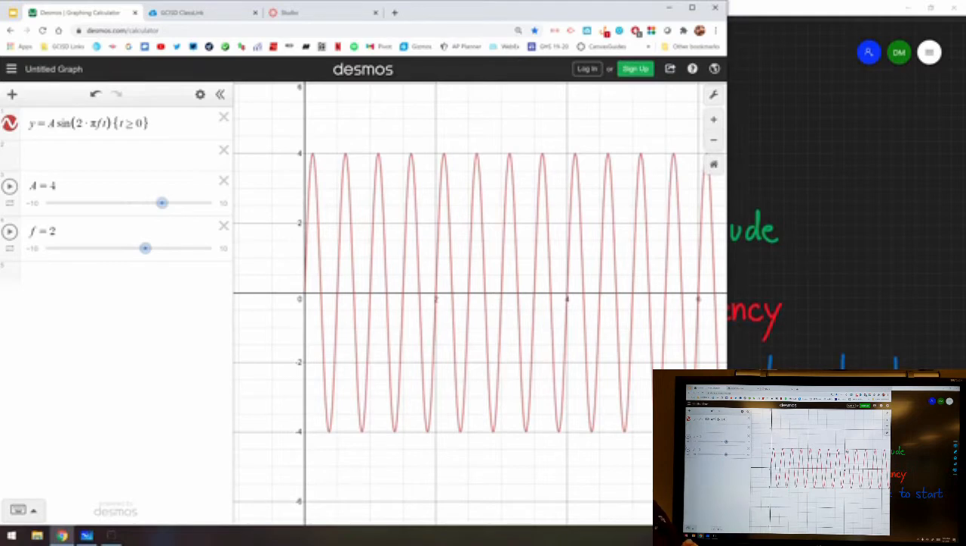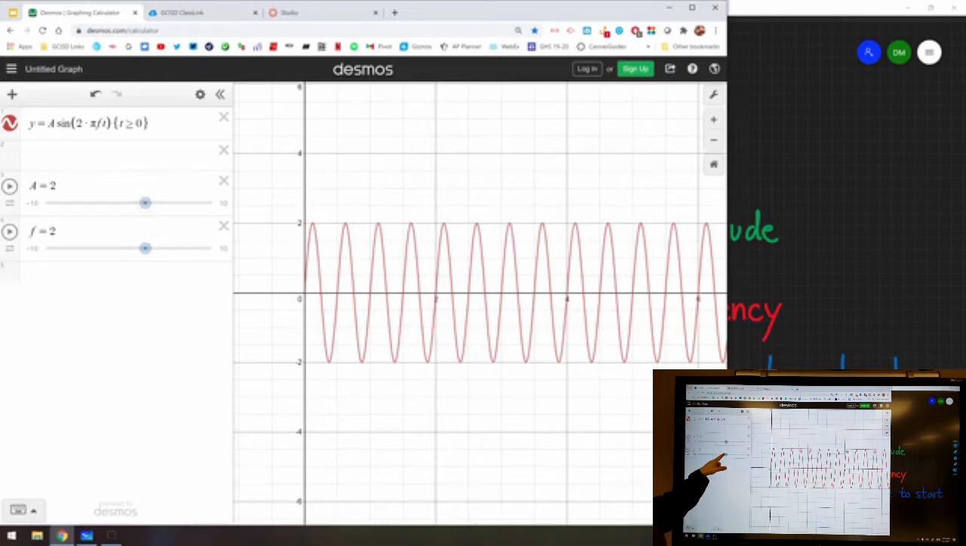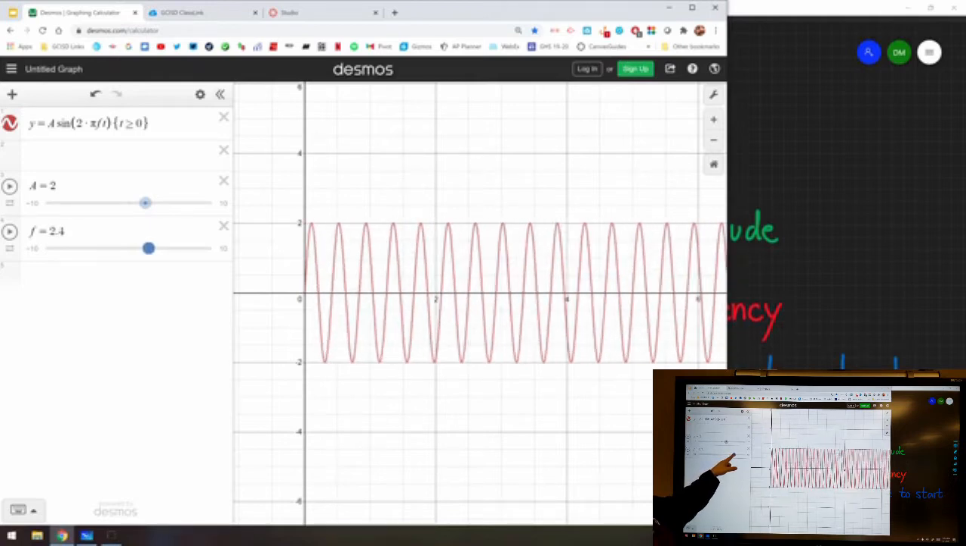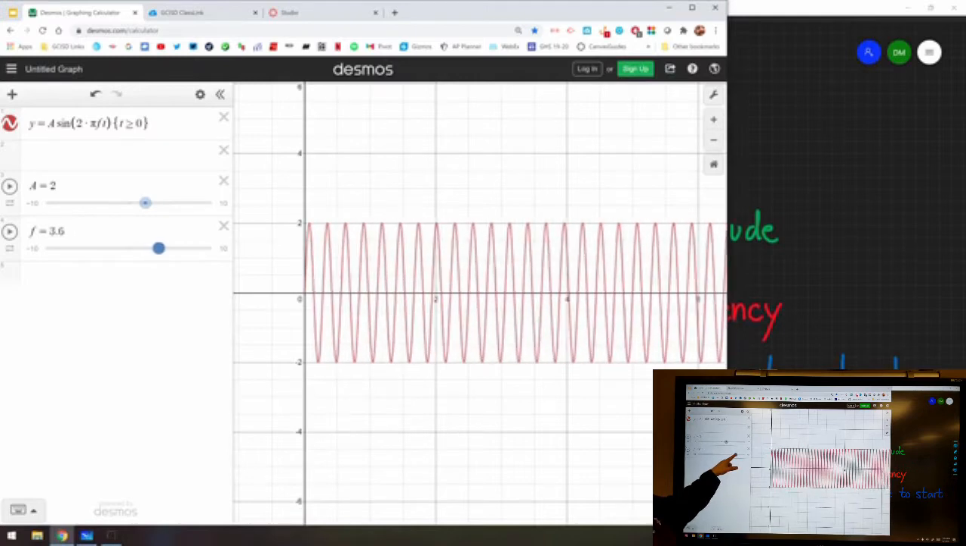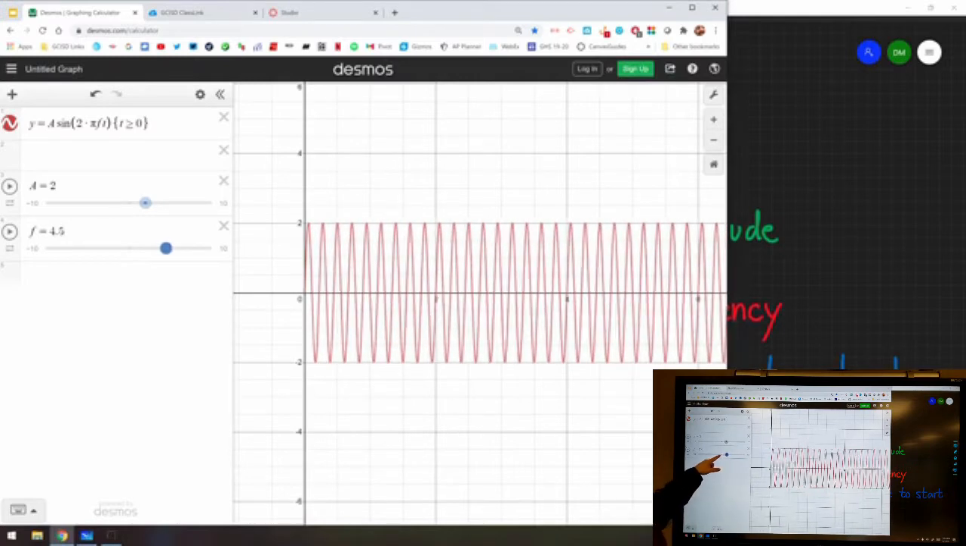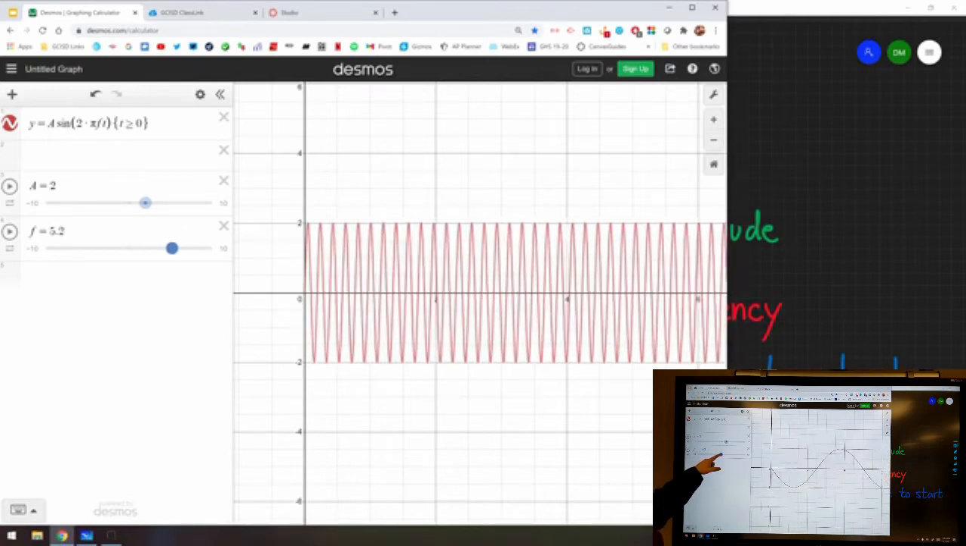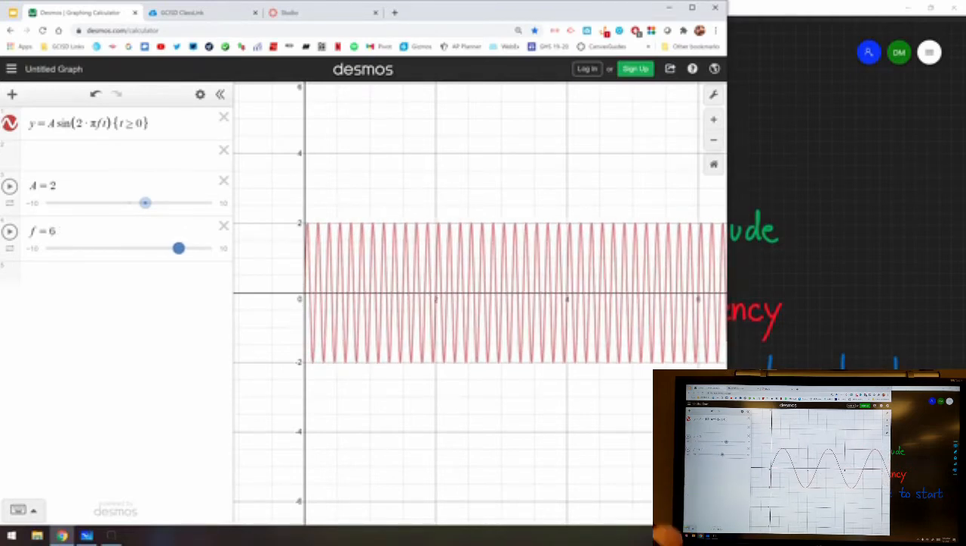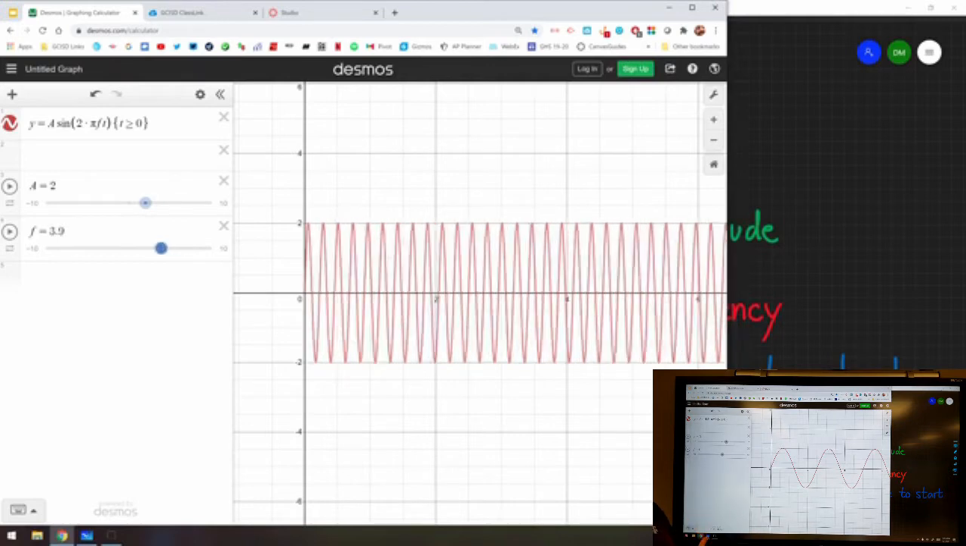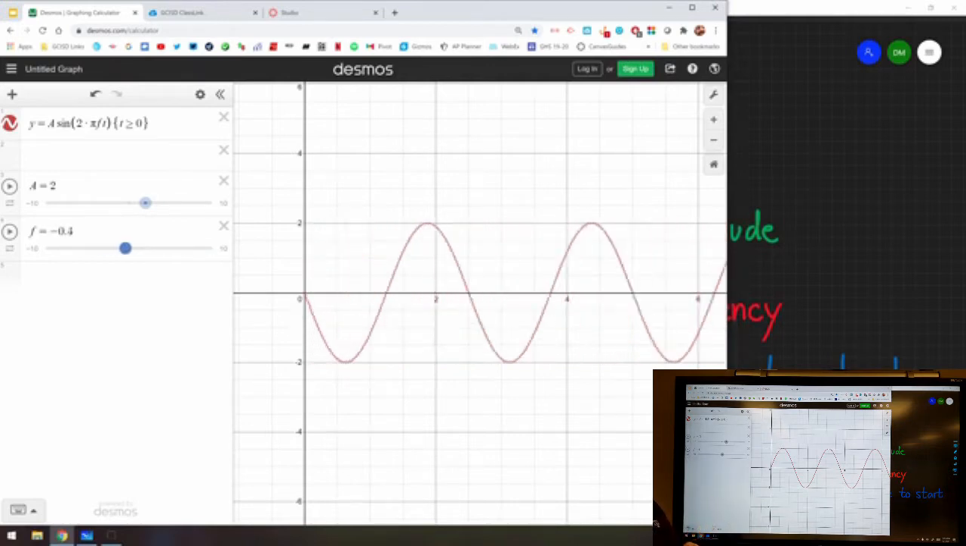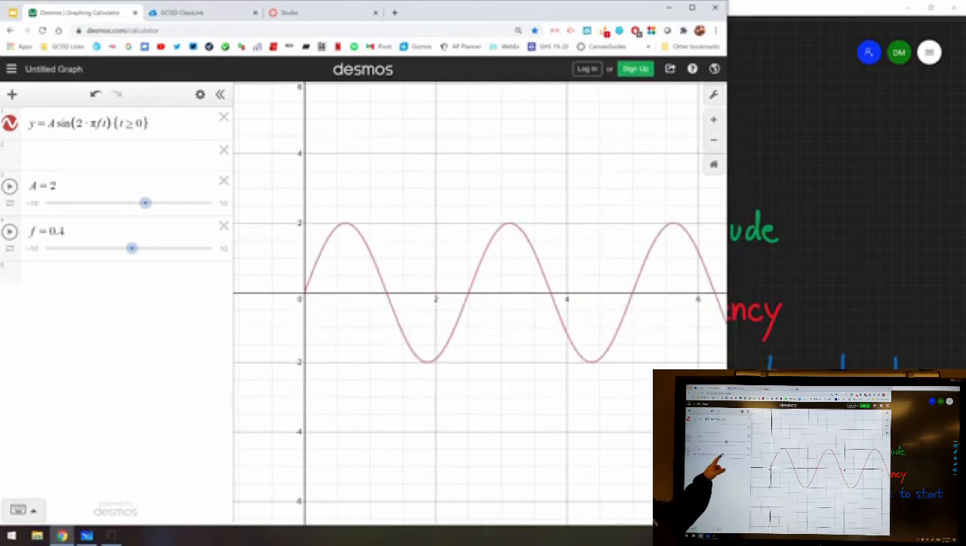Let's dial that back a little bit. Notice that when I move around the frequency slider, that's going to change how far apart the peaks and troughs are. If I slide this to the right and increase the frequency, notice that the peaks and troughs get closer together. This is a frequency of about 6. And then, let's not do negative frequencies. Here's a frequency of 0.4. Notice at 0.4, there's a lot of time between each peak and each trough. At a high frequency, there's very little time.